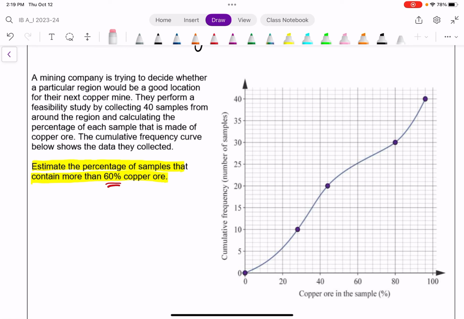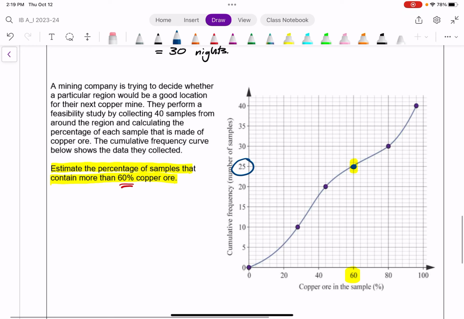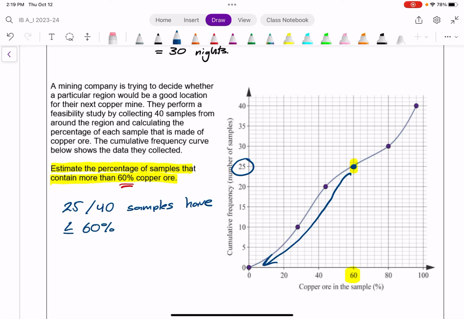Estimate the percentage of samples that has more than 60% copper ore. So first, let's find 60% copper ore. That's roughly right there. And what is that? That's roughly 25. It's hard to tell if it's exactly on it. So we'll say 25 out of 40 samples have at most 60%, right? This is a cumulative. This is 60% or less. So have less than or equal to 60% copper.